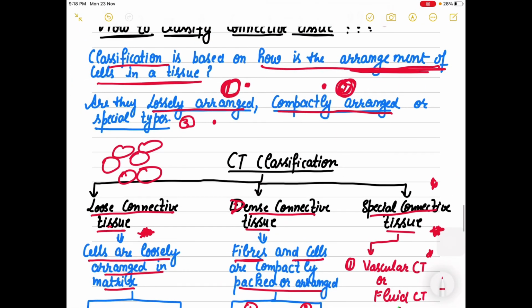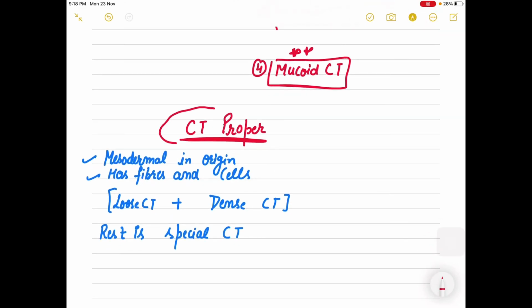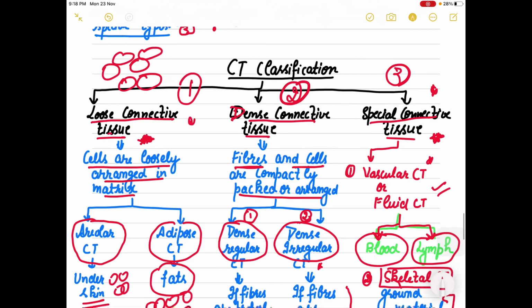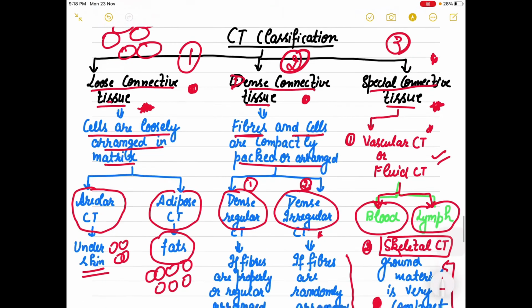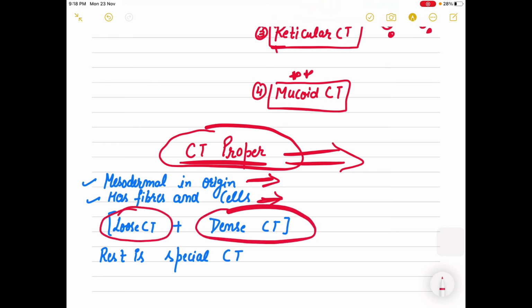Now, these are the major classifications: loose connective tissue, dense connective tissue, and special connective tissue. But in some books they have mentioned connective tissue proper. Connective tissue proper is actually nothing. It only includes and talks about loose and dense connective tissue. It says that the connective tissue which is mesodermal in origin, which has fibers and cells, which has loose connective tissue and dense connective tissue, is also known as connective tissue proper.